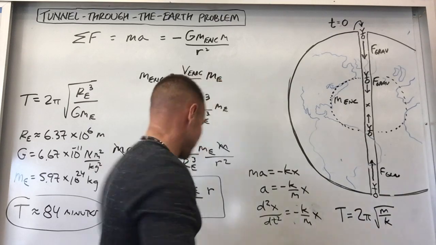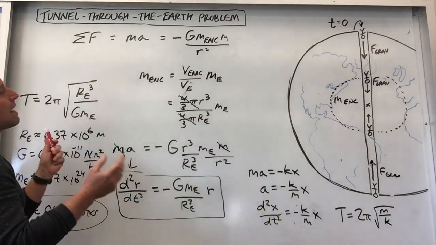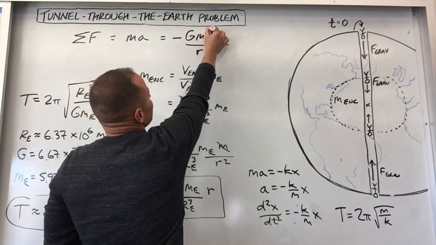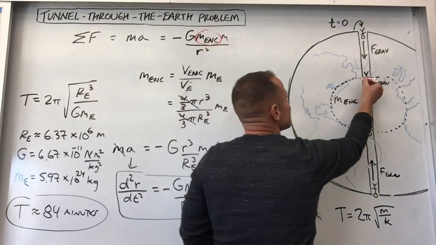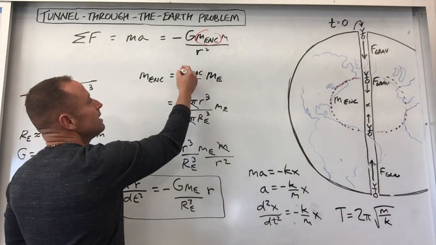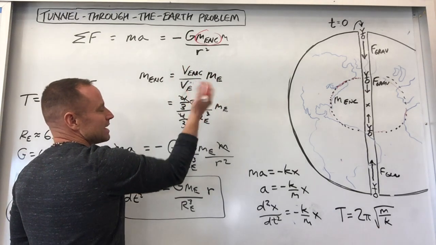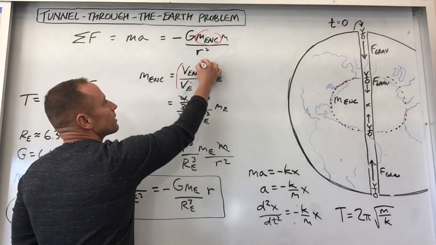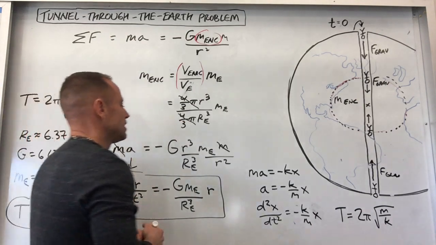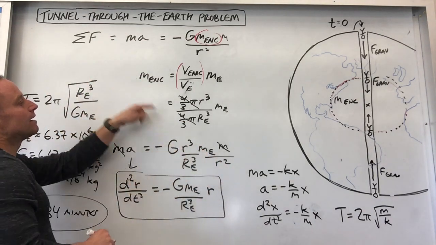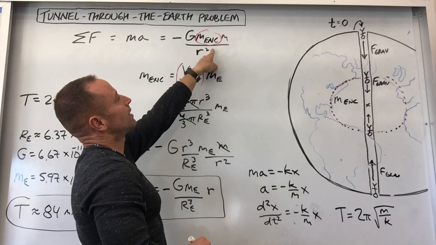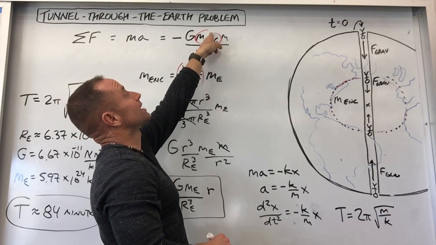So that's this tunnel through the Earth problem. The main points here, two big keys. First of all, this gravitational force only depends on the mass that's inside of wherever you are. If we treat the Earth as being uniform, it's just the ratio of the volumes times the total mass, right? So that's where that came from. After playing around with that, even though this gravitation force goes like 1 over r squared in general, the mass enclosed goes like r cubed.